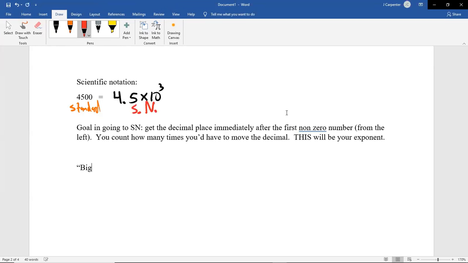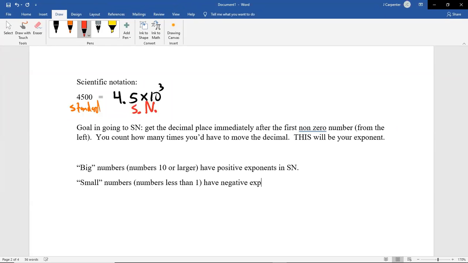Big numbers, i.e. numbers 10 or larger have positive exponents in scientific notation. Small numbers, which are numbers less than 1, have negative exponents in scientific notation. That's it. That right there, in my opinion, is a million times better than saying, well, when you go to scientific notation, left is positive, right's negative, but when you go to standard, left is negative and right is positive.